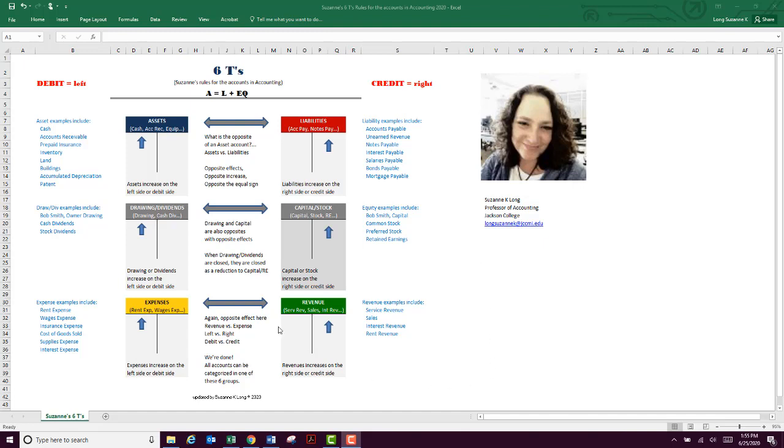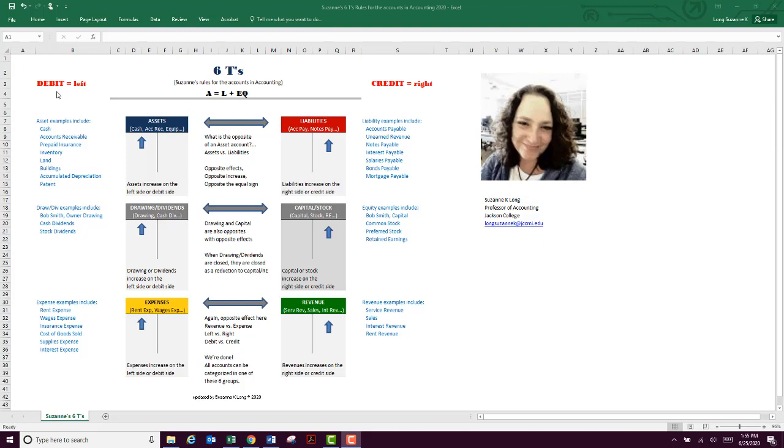For example, let's go all the way down to revenue. When a business records a revenue, they're increasing revenue on the right side, or the credit side. They're decreasing on the left side. Assets, like cash, we see lots of cash in our transactions. Cash is an asset account. Increase on the left side, decrease on the right side. So the whole increase, decrease, debit, credit thing depends on the account.